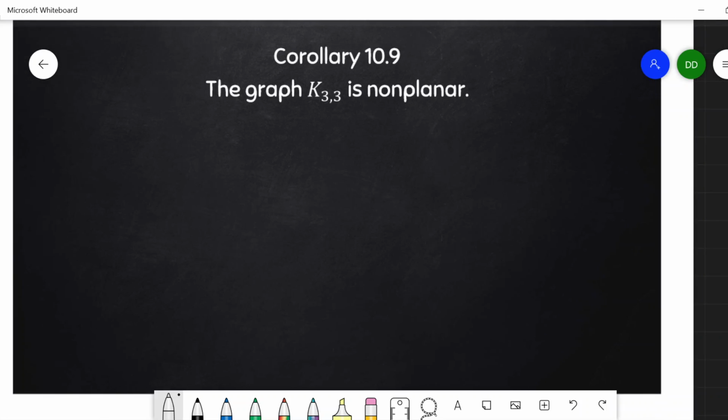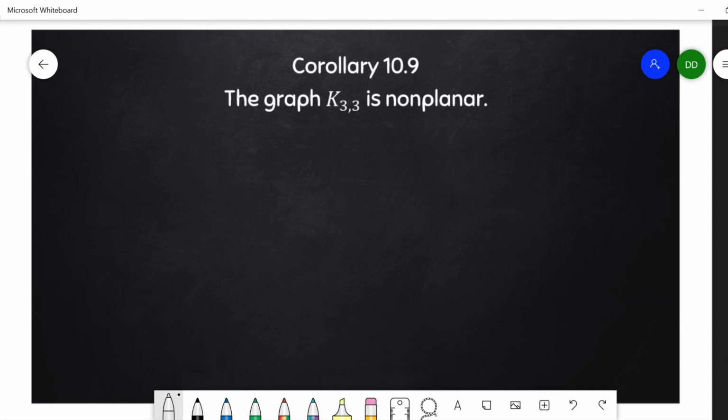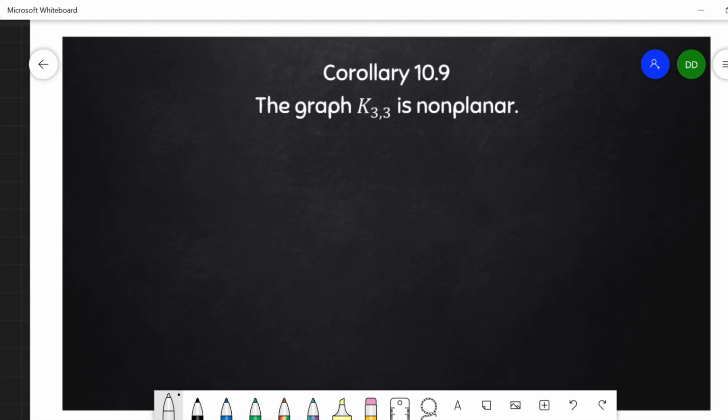As it turns out, we'll have to use the property of K33, the fact that it's bipartite, and hence doesn't have any triangles in it. So let's prove this. Proof. Suppose it is planar.